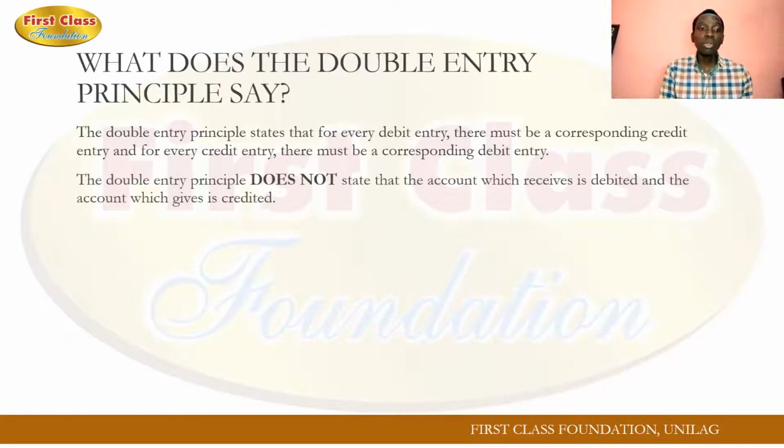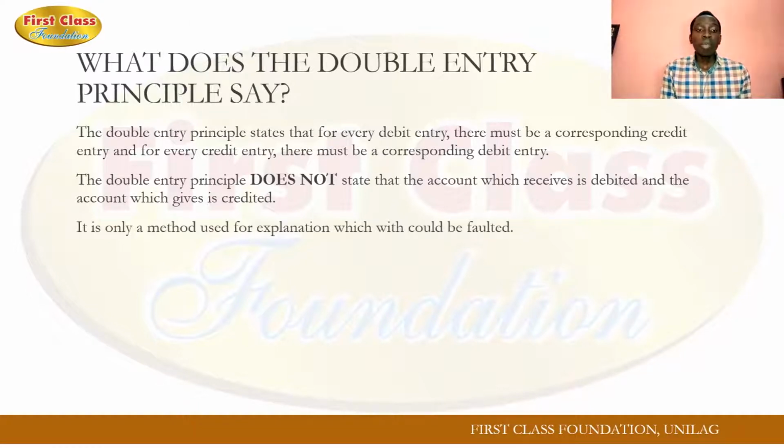And it's important to know that the double entry principle does not state that the account which receives is debited and the account which gives is credited. That is not part of the double entry principle. If you add that as your definition of double entry principle before now, then you were wrong. It's only a method used for explanation which could be faulted. That method of explaining double entry principle over time would fail.